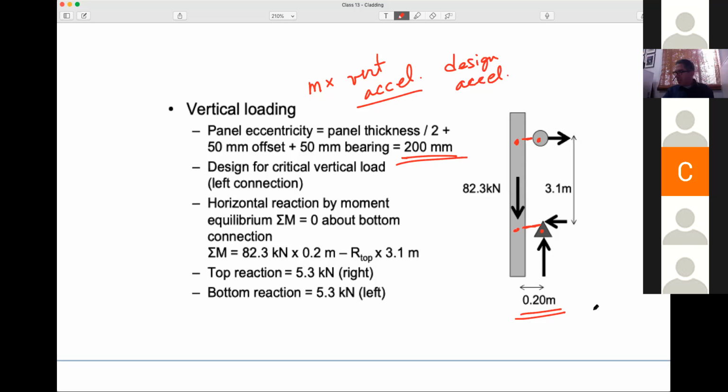And then you can solve for all of these forces over here by using statics. You have to spin a moment, and you're able to find those reactions, both being 5.3 kilonewtons. So now we're starting to get into the out of plane direction here.